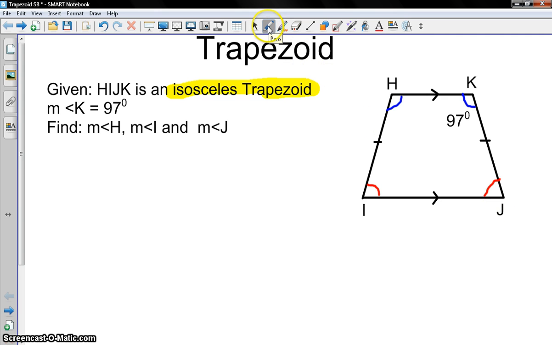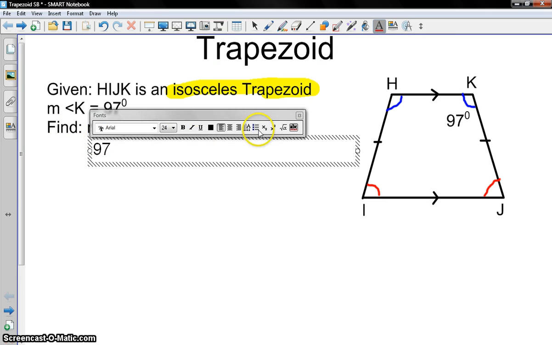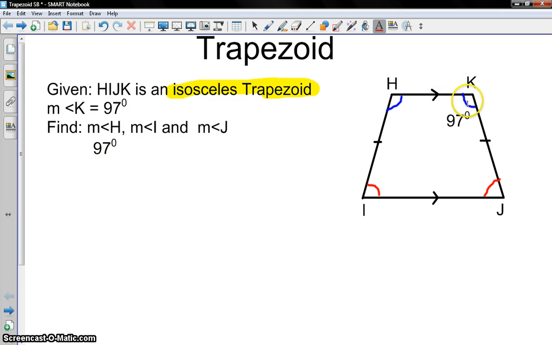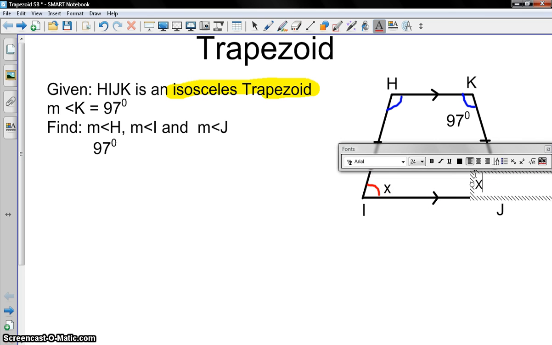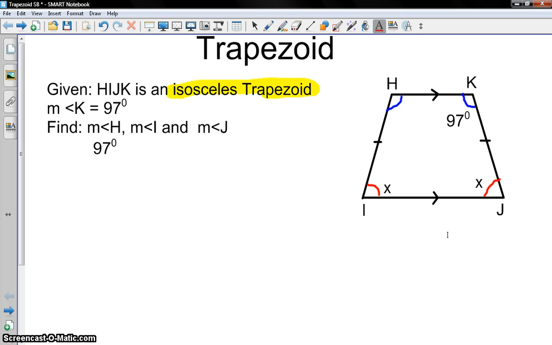So now with that said, I already know for sure that angle H is going to be 97 degrees. And the reason why I know that is those two are congruent. So if K is 97, then H has to be 97. Now, looking back at I and J, since they're congruent and they're both unknown, I can simply mark them both X. I do not know what they are, so I'm going to mark them X.